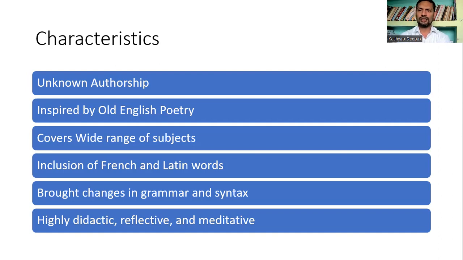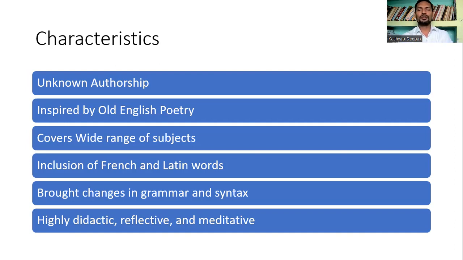Inclusion of French and Latin words, because we know that the Normans were from French territory, and that's why the impact of other languages is there. Whenever a country is conquered by another country, the impact of their language, culture, writing, and even architecture is seen there. That brought changes in grammar and syntax. If a new language is coming, so does the change in grammar and syntax. Highly didactic, reflective, and meditative. These are some characteristics of the literature, or the writings or works or poems or epics that were published at that time.